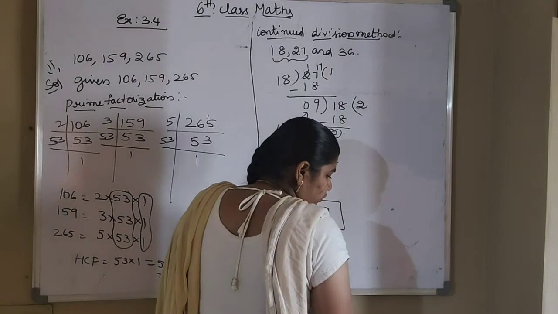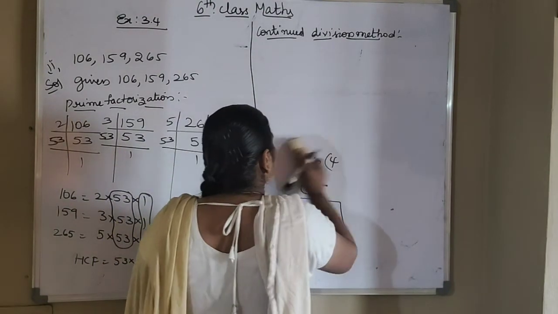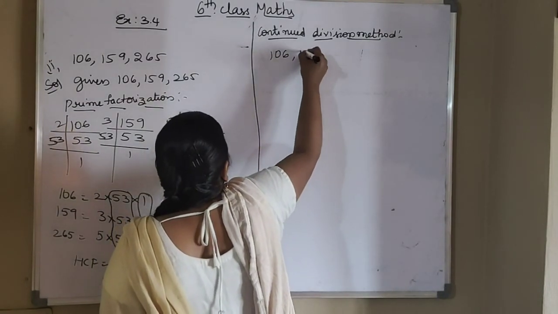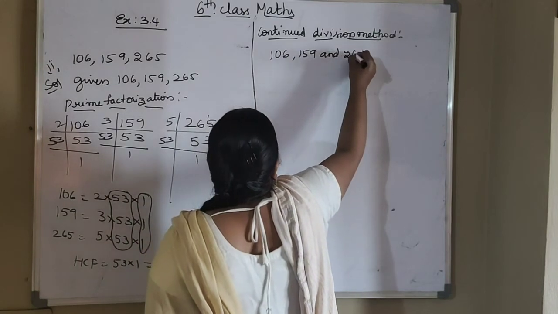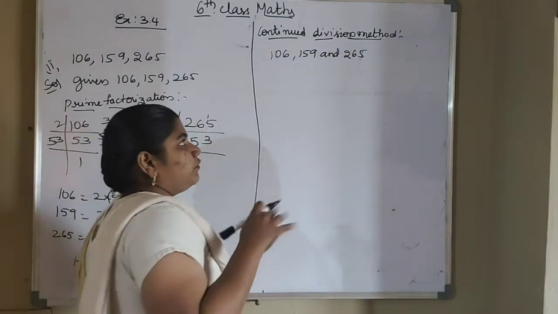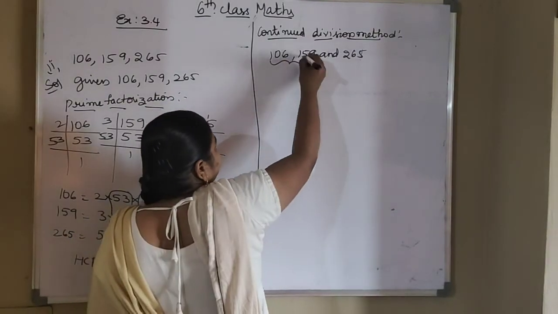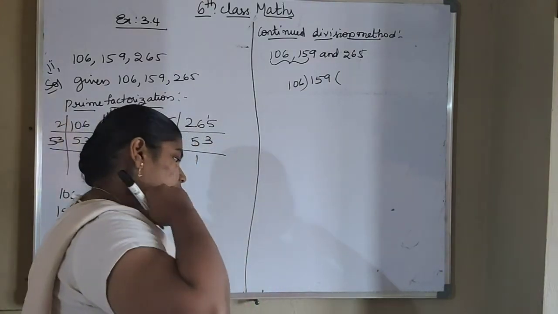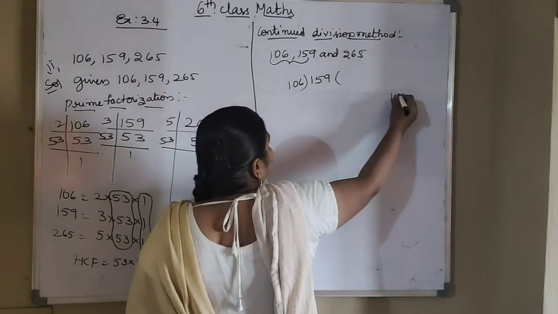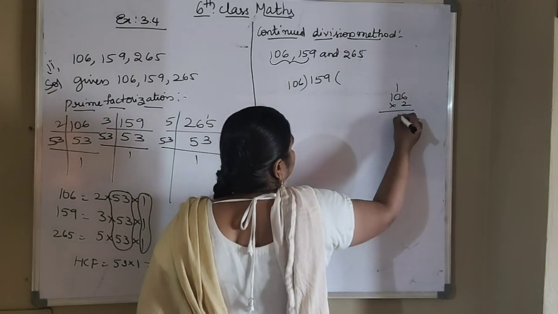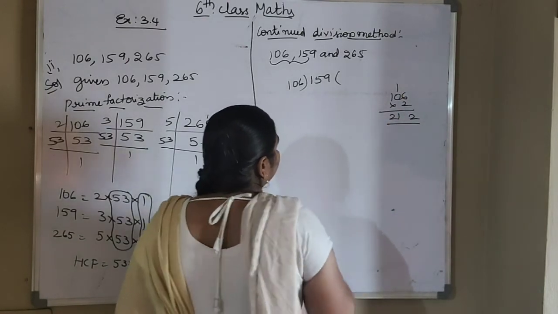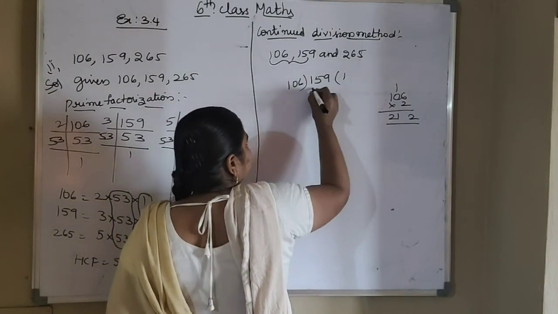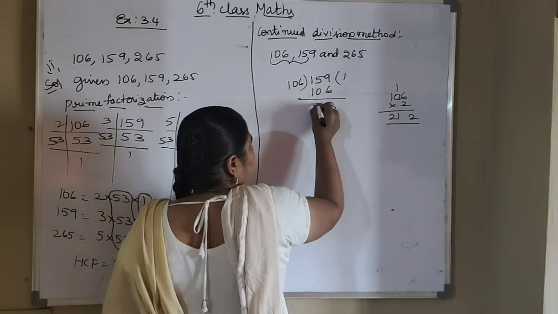Now by using long division method, the biggest number you leave it. The remaining 2 we have to divide first. What is the biggest number? 265 we keep aside. The remaining 2 numbers we have to use. That is 159 divided with 106. So how many times it will go? 106 2s is how much? 212. 212 is bigger than 159. So one time you take, 106 ones are 106. It will be 53.